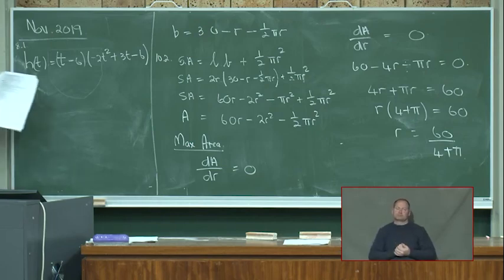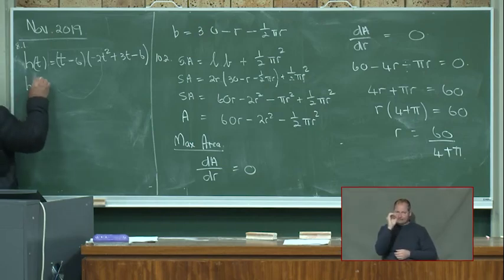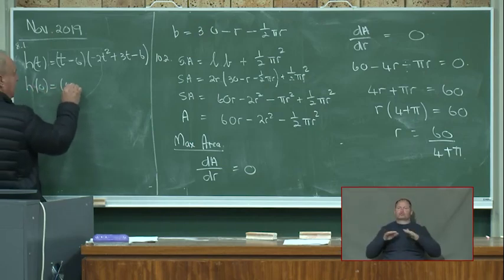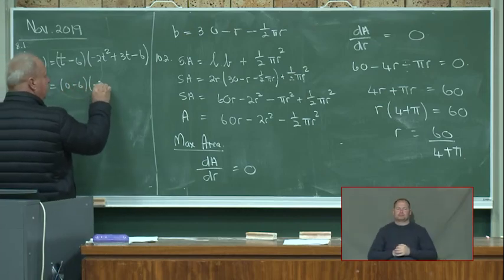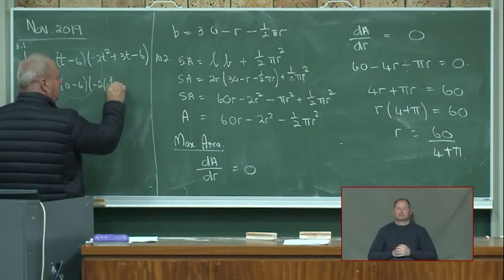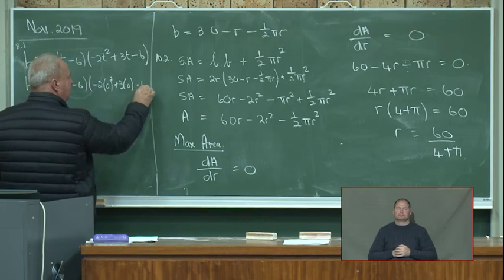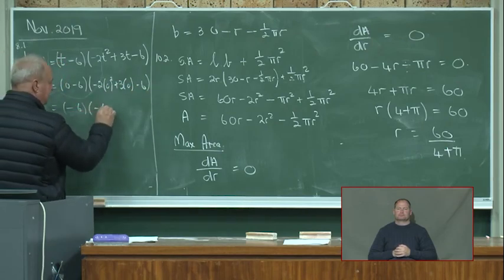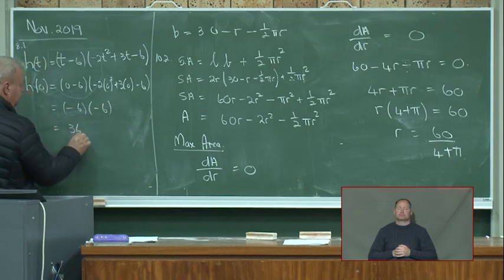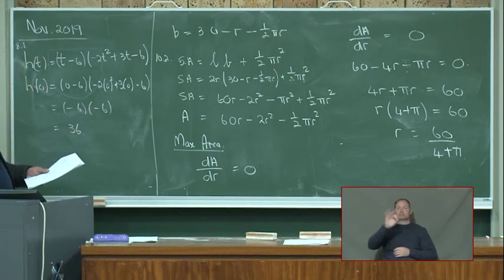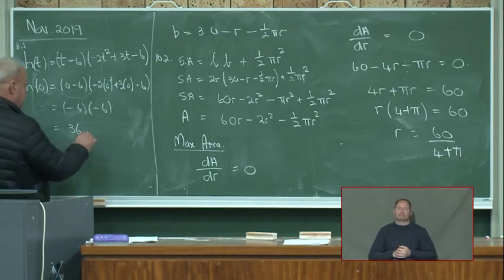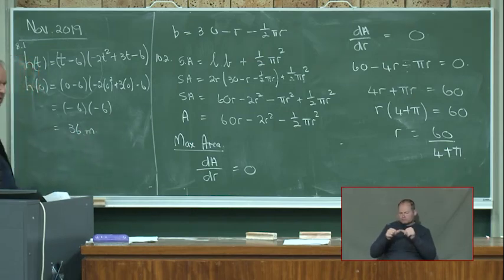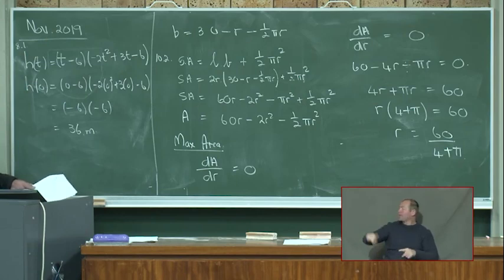So when t is 0, we're going to find h(0), which is (0 minus 6) times (negative 2 times 0 squared plus 3 times 0 minus 6), and it's negative 6 times negative 6, and that is equal to 36. Correct? And it's in terms of meters. So he was 36 meters above the ground when he started to crawl.